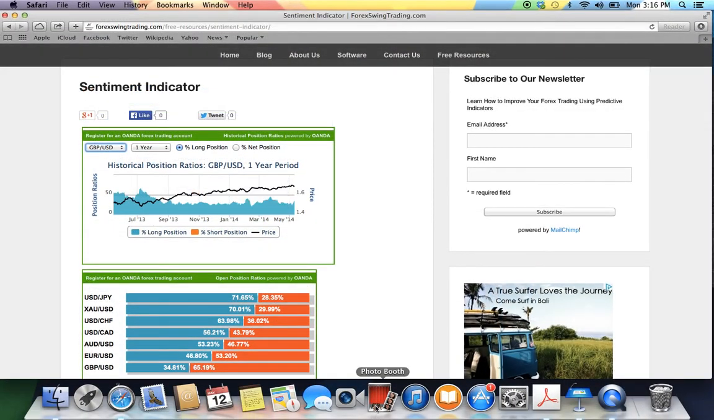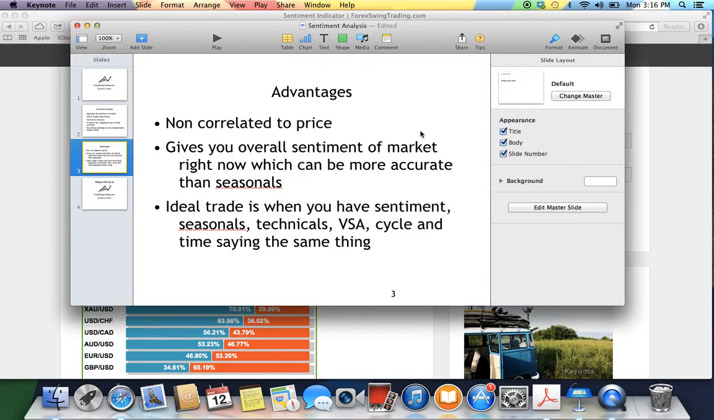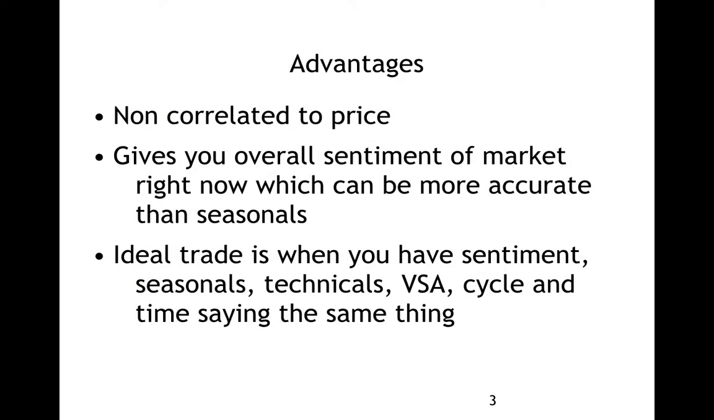So what are some of the advantages of using a sentiment indicator? Again, this is another indicator that is not correlated to price. It's looking at the positions of overall traders. It gives you the overall sentiment of the market right now. This can oftentimes be more accurate than seasonals. Ideally, you want to get all of these non-correlated indicators going in the same direction. I call this stacking probabilities.